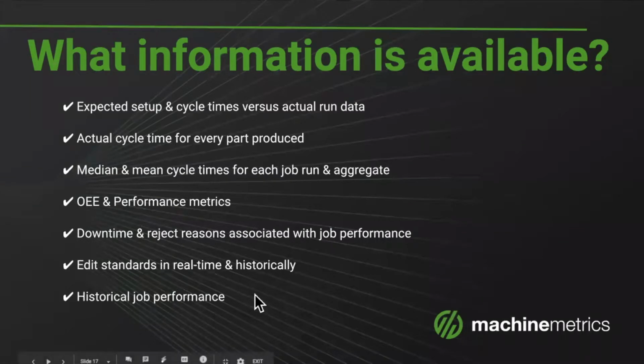You can edit standards in real time and historically within MachineMetrics. And then you can also look at historical job performance, which can be very helpful for things like quoting or re-quoting work or trying to understand how you fared in the past on a job. And that can also help inform some job standards decisions.